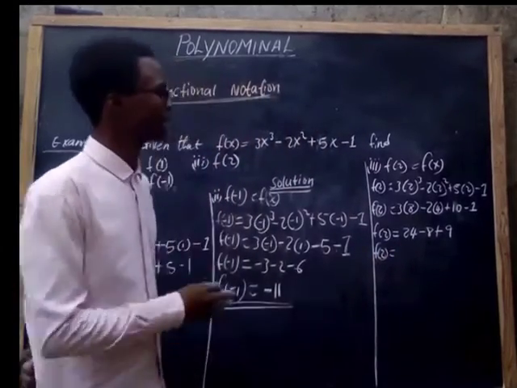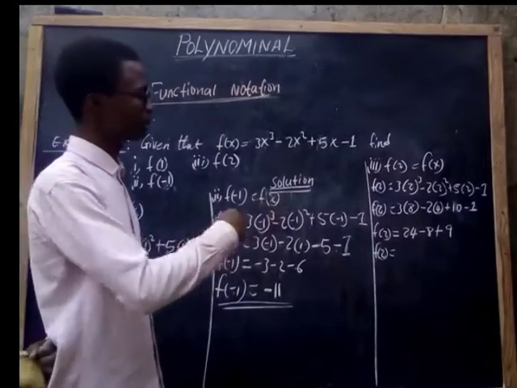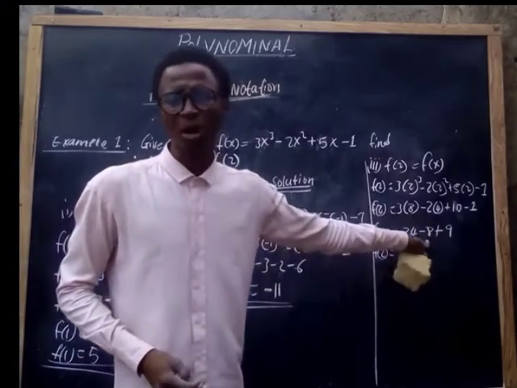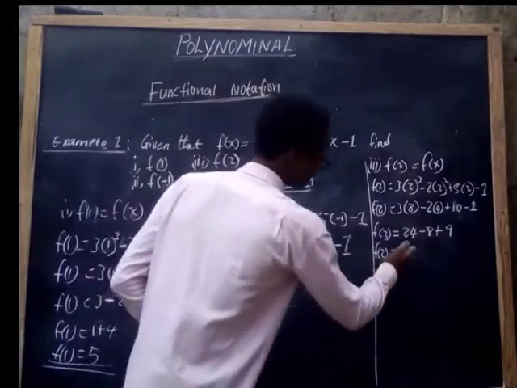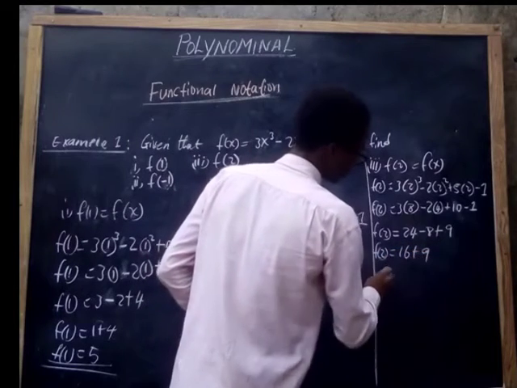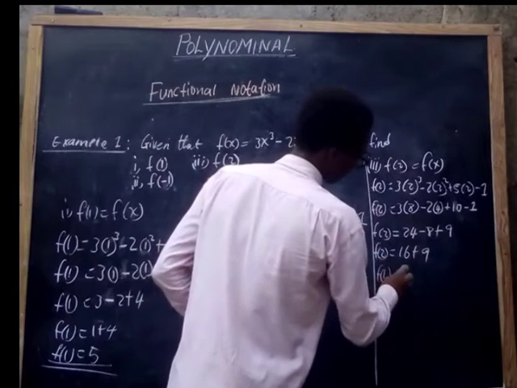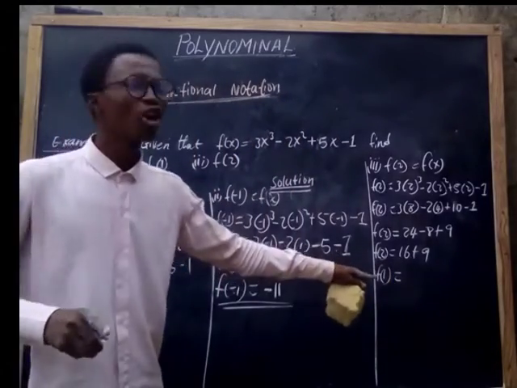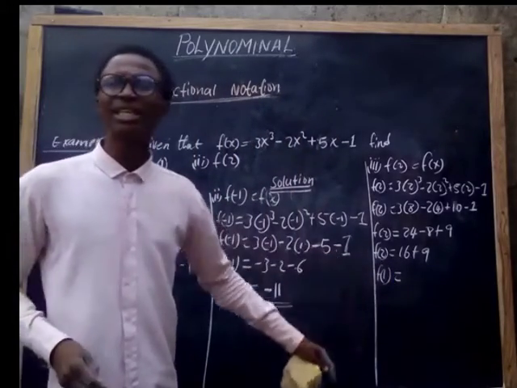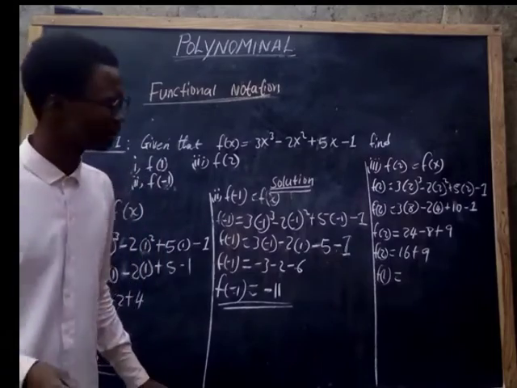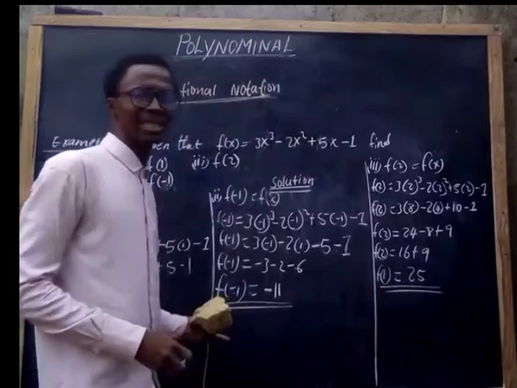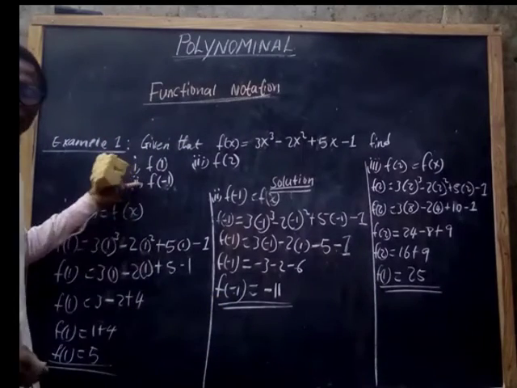So now let's try to subtract. So say 24 minus 8, it will give us how many? 16, right? 16 plus 9. So f of 2 is equals to what? Now 16 plus 9, it will give us how many? 25, right? Good. So these are the answers in solving this function.